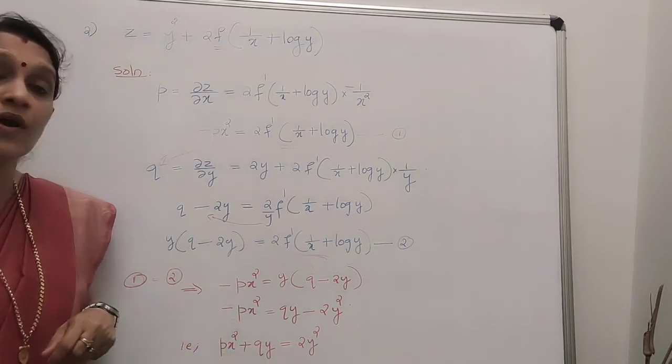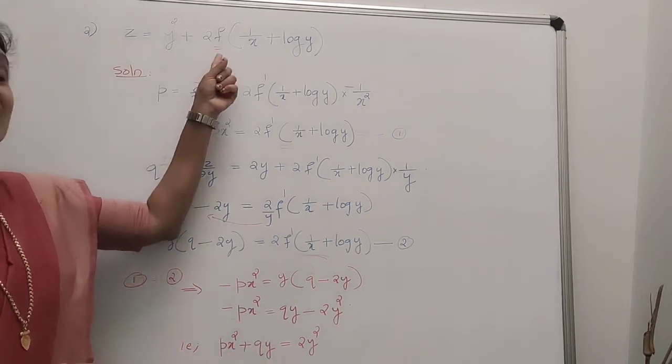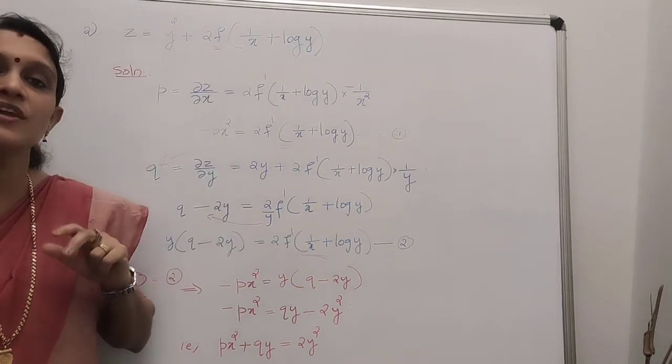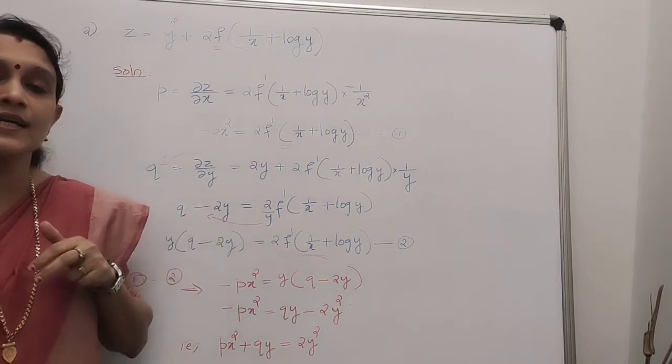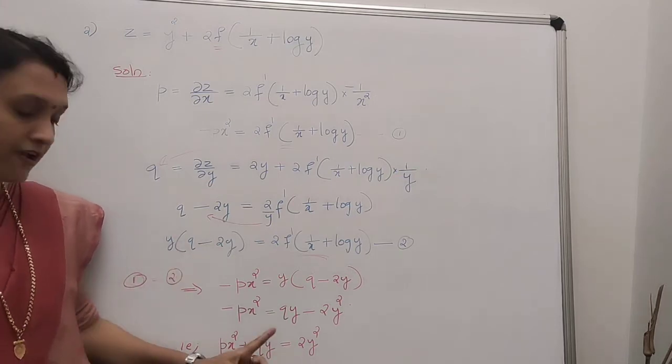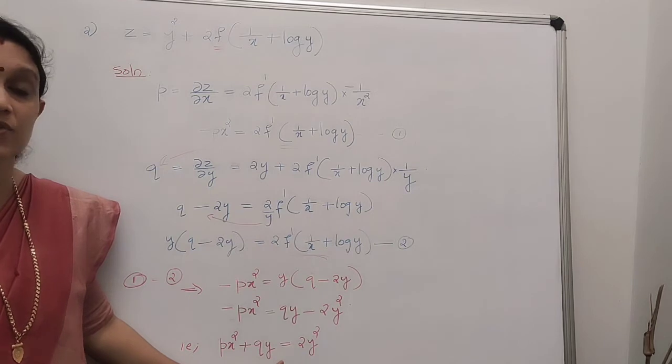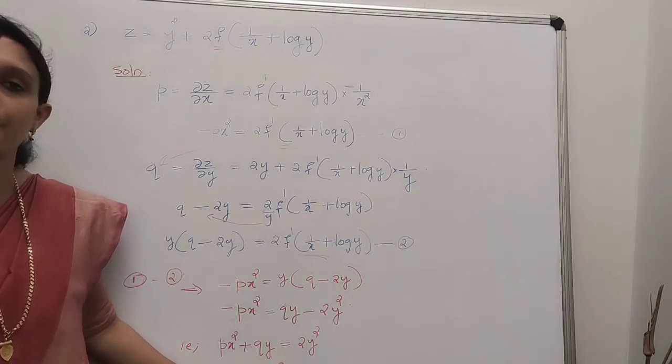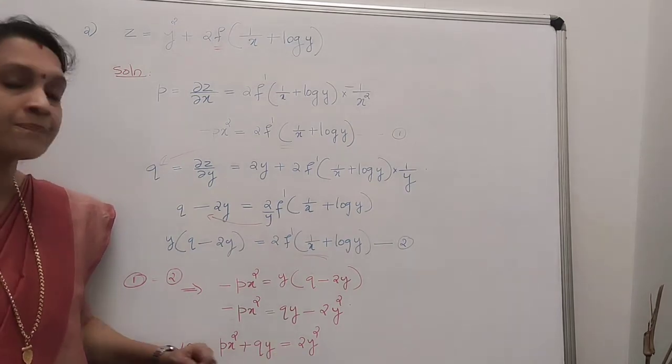And you can observe one thing. If the given question contains only one arbitrary function, what would be the required partial differential equation? The PDE will be a first order partial differential equation. That means it contains only small p and small q. So this is the final answer.